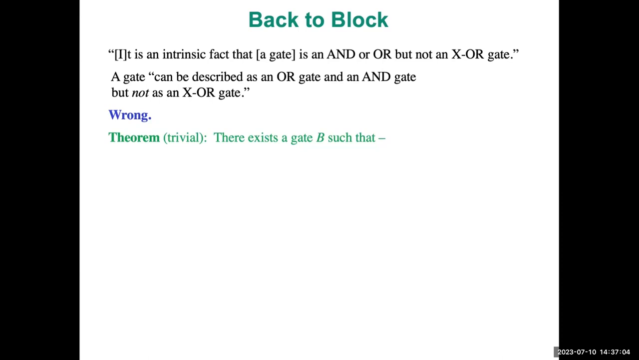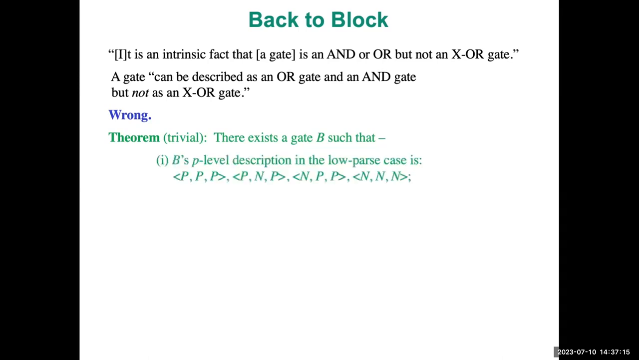To prove the theorem, it's just like an existence proof. You prove it by actually constructing the object that's being talked about, and it's a very trivial construction. So there exists a gate, call it B for Bloch, such that B's P-level description in the low-pass case is this.